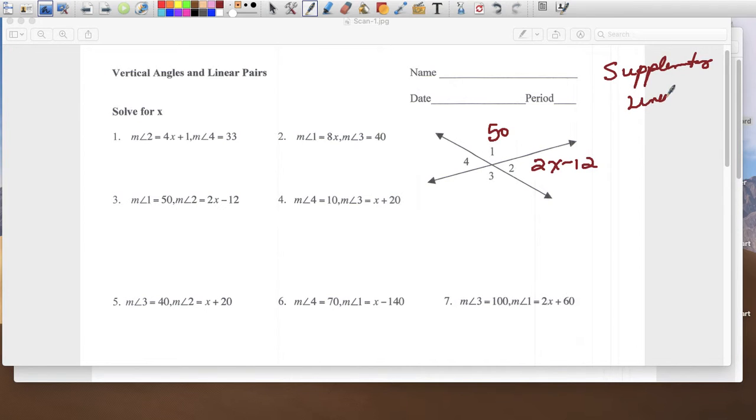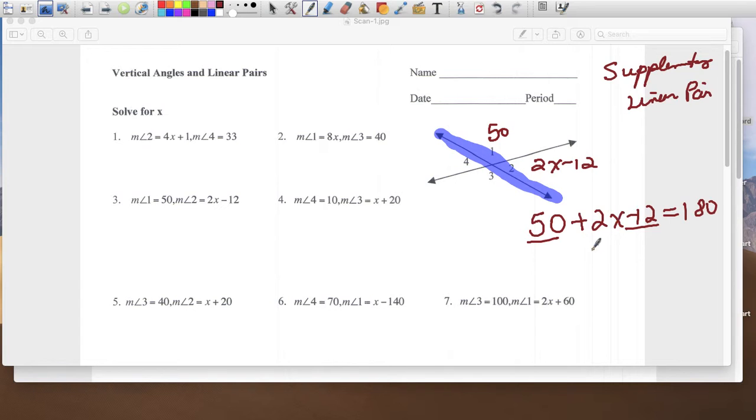Supplementary or linear pair. Which means that if I focus on this line over here, and you can just turn your paper to the left a little bit and slant it, you know that angle 1 plus angle 2, they're supplementary, which means the sum of these two angles equals 180. So now it's a little bit different when I set up my equation. I actually will set up 50 plus 2x minus 12, and that should equal 180. Let's combine like terms, so we can combine 50 and minus 12. So I get 2x, and 50 minus 12 is positive 38, equals 180.